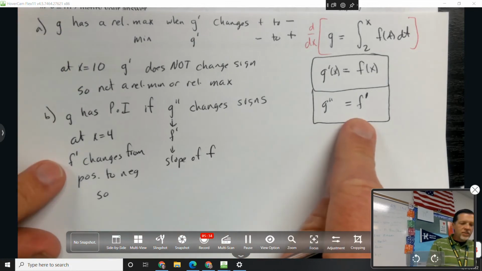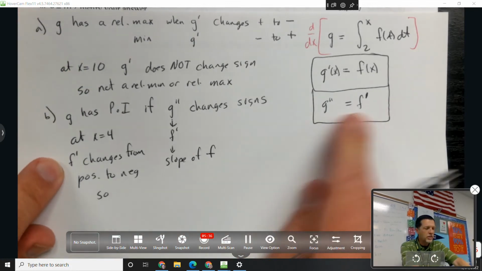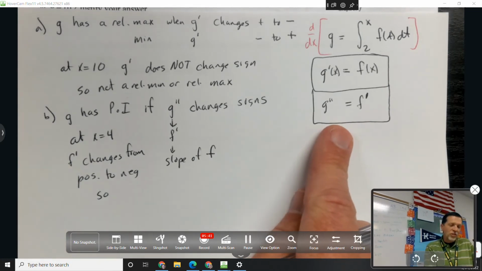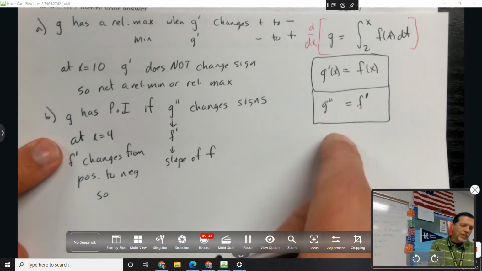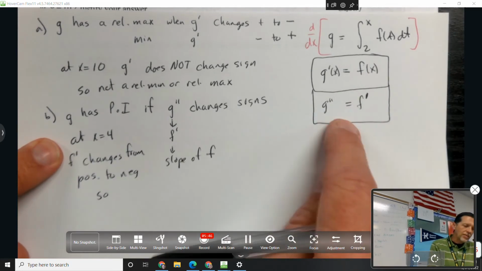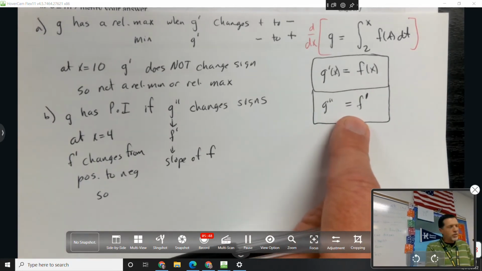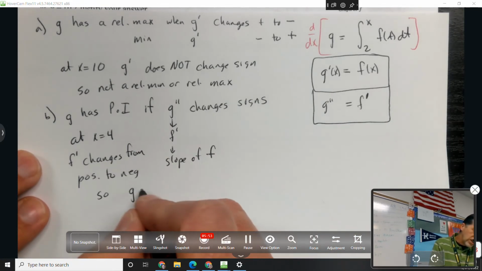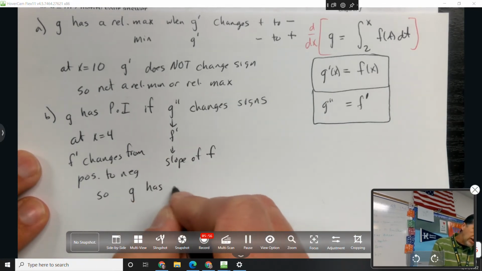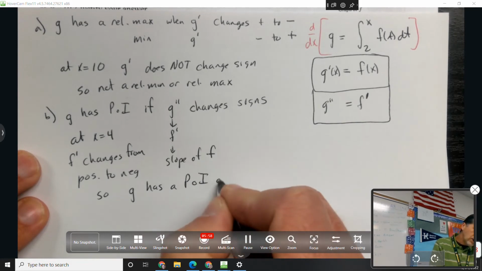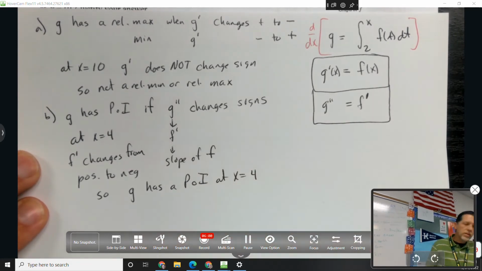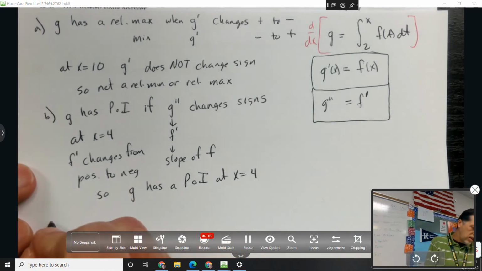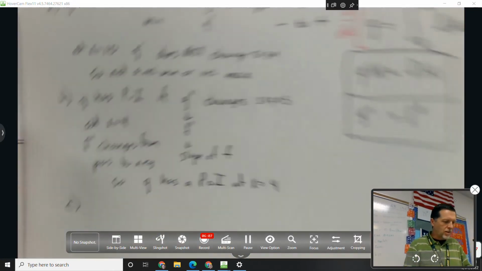And we've already said that f prime and g double prime are the same thing, so we don't have to keep repeating the fact that they're the same thing. If you need to convince yourself, that's fine. But we've already stated that they're equal, so I don't have to. This means the grader can use them interchangeably now because you've stated it. So g has a point of inflection at x equals 4. Okay, so far so good on this one. Not bad.